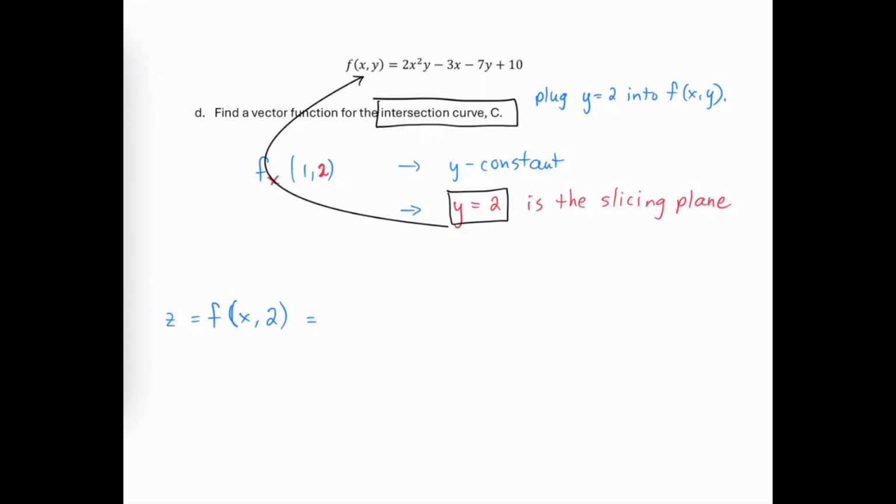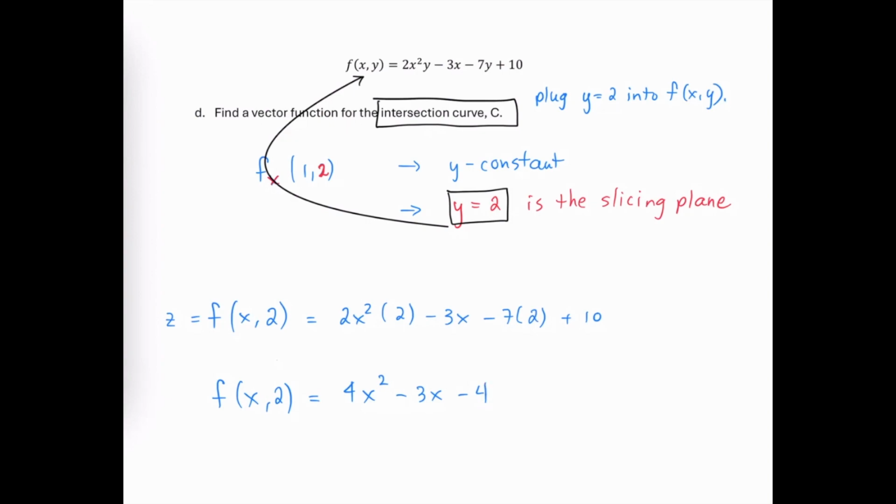The only thing that we're plugging in as a constant is the 2, so we're going to have 2x squared, and plug 2 in for y, minus 3x plugging 2 in for y, and then plus 10. So notice the notation here, this is not a partial derivative, this is a curve of intersection between these two surfaces, and this intersection curve is going to be 4x squared minus 3x, minus 14 plus 10 is minus 4.